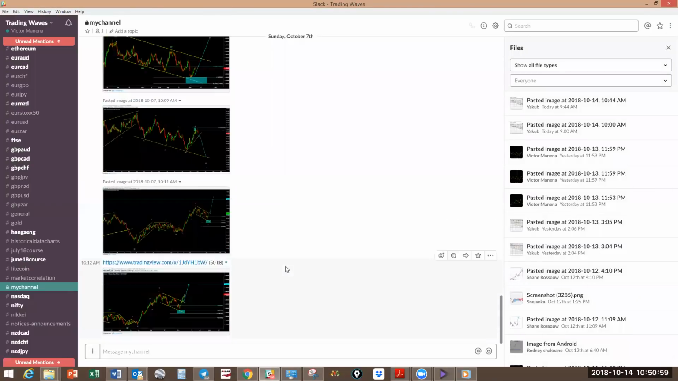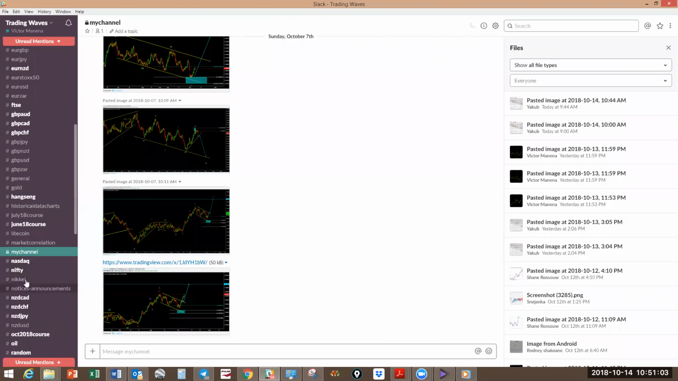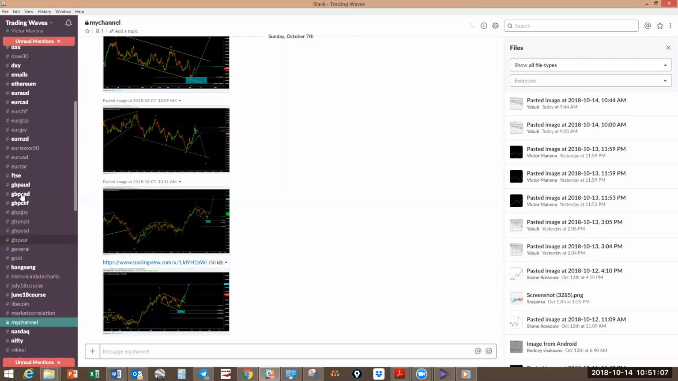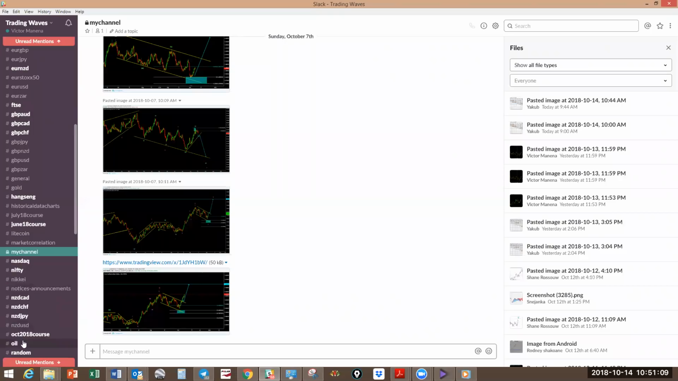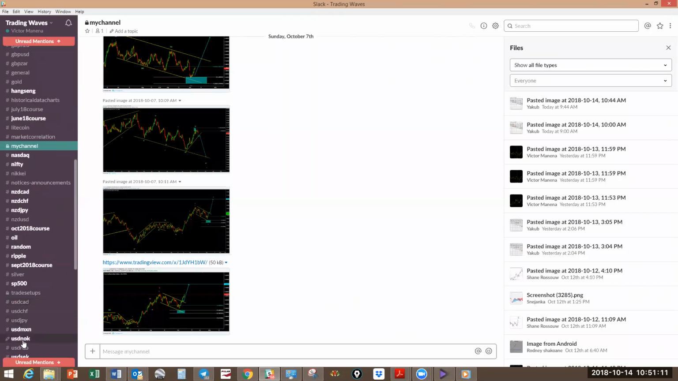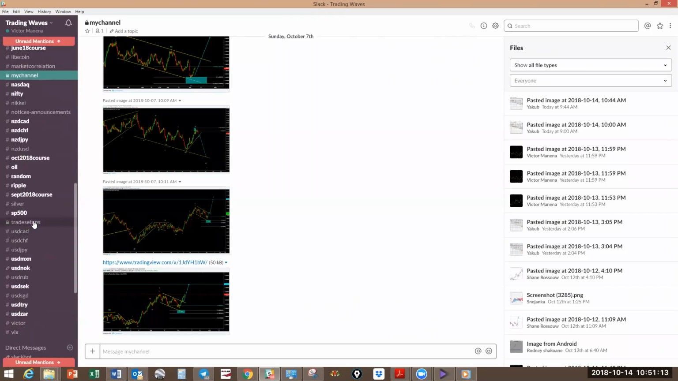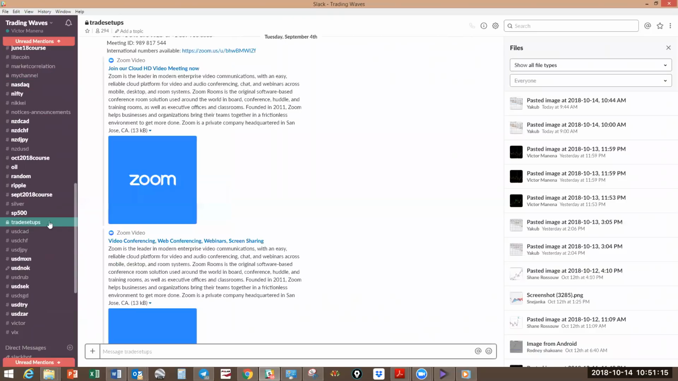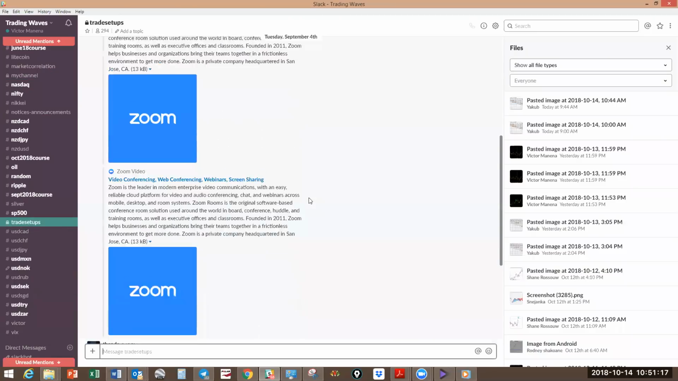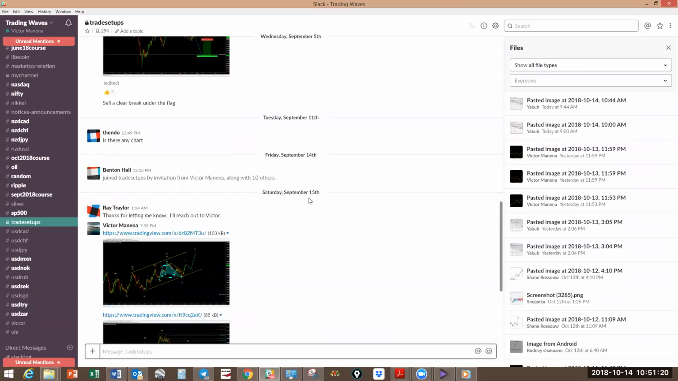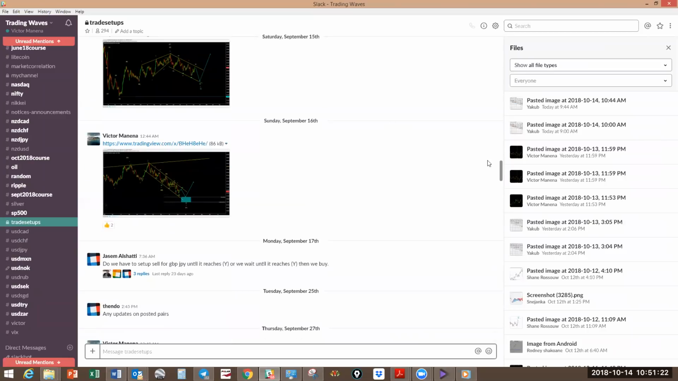Right, that is EURAUD. Let me go into trade setups and just look at the ones that we looked at in the last week, exactly last week. I think there's a new trade. There's a new trade that I've added there. Let's look at trade setups. And this is where I post all my analysis for the members, all my setups.